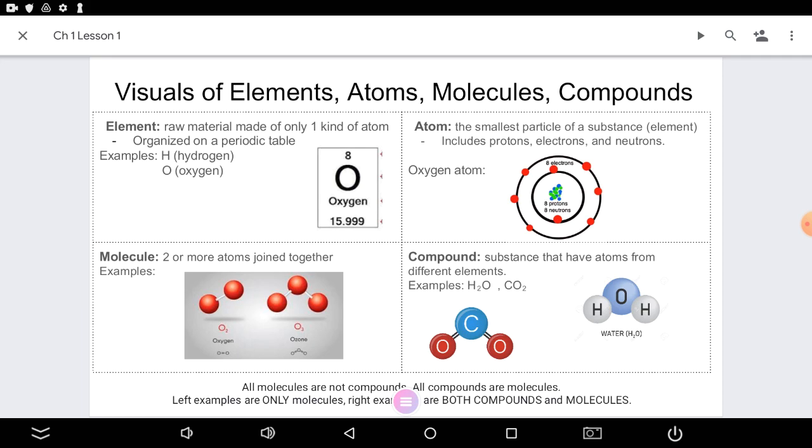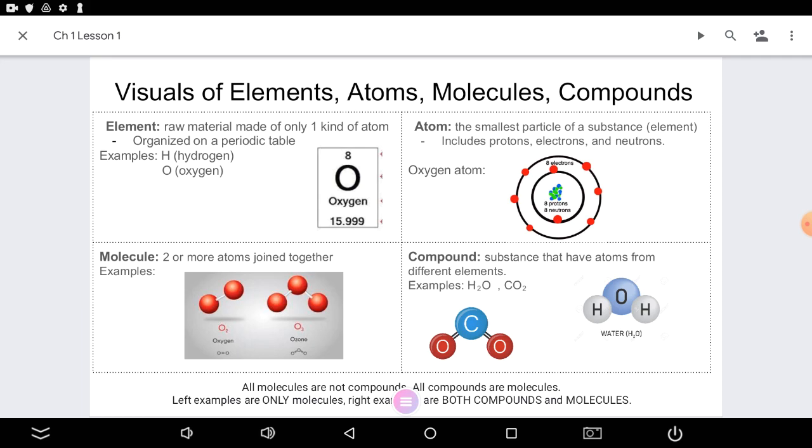Every element has an element label like this. Where do we find those? On a periodic table. So then an atom is the smallest particle of a substance, and in parentheses I added in the word element. It includes protons, electrons, and neutrons. For every element, we could draw an atom that looks slightly different because every element has a different number of protons, neutrons, and electrons.